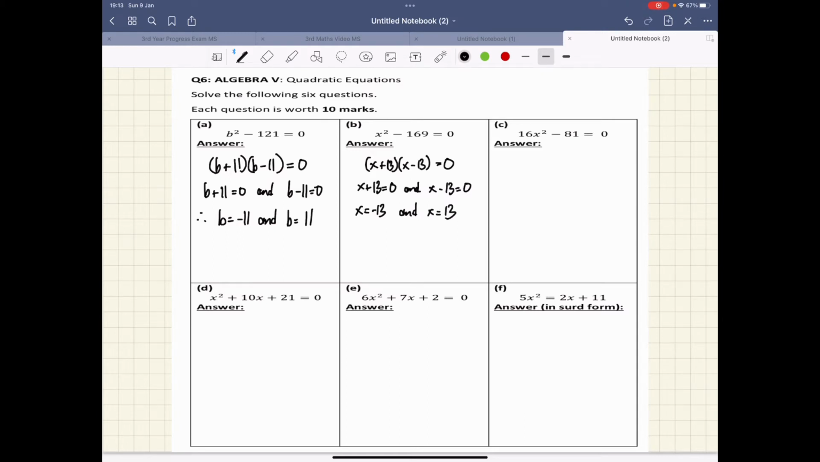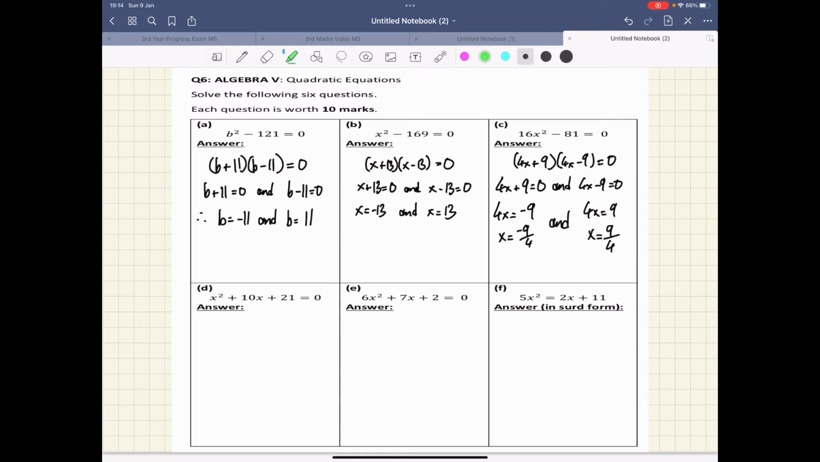Part C, brackets again, 4x plus 9 and 4x minus 9, but it's equal to 0. So this time we say 4x plus 9 is equal to 0 and 4x minus 9 is equal to 0. 4x is equal to minus 9, x is equal to minus 9 over 4, or you could say minus 2 1/4, and 4x is equal to 9, x is equal to 9 over 4. So I'm just going to highlight those answers in case they're not entirely clear. So x is equal to this, x is equal to that.